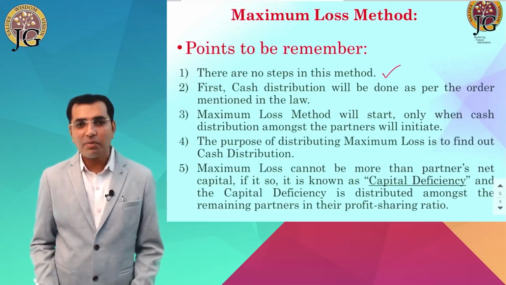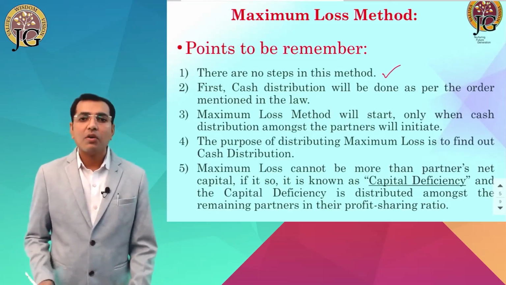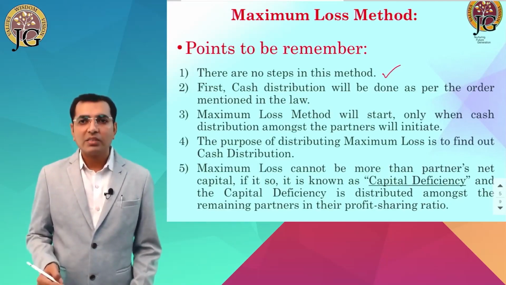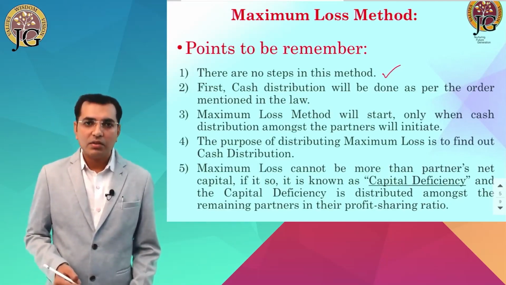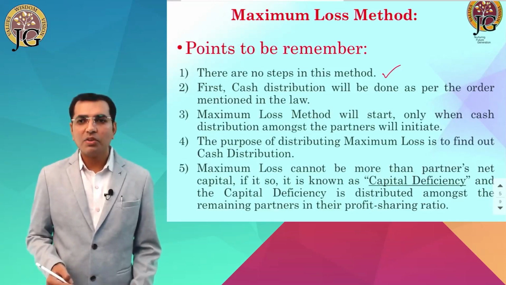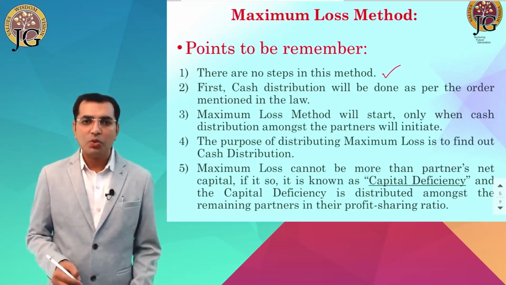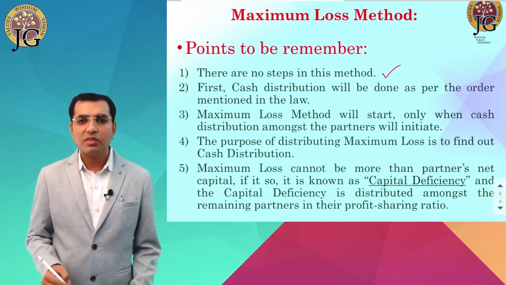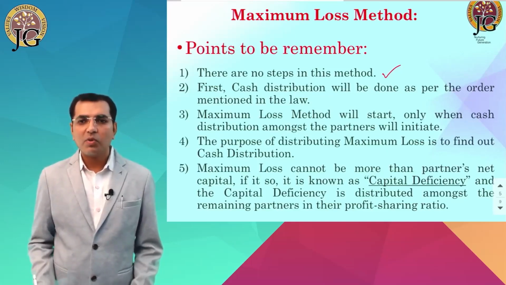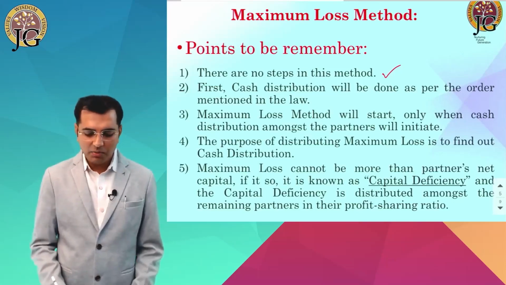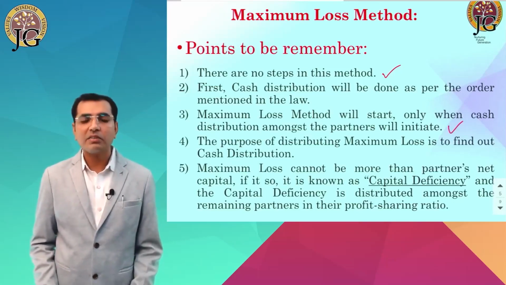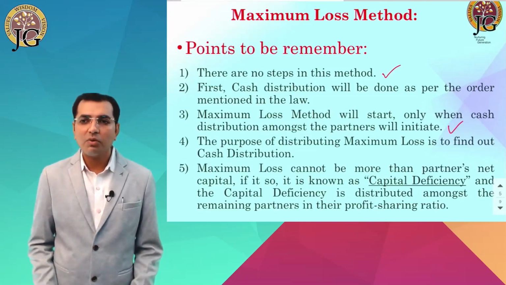Now the second point, you have to remember first, before doing a maximum loss method, cash distribution will be done as per the order mentioned in the law. पहले जो भी लॉ के हिसाब से कैश डिस्ट्रीब्यूशन जिनको भी करना है, दैट मींस आउटसाइड लायबिलिटी, डिसोल्यूशन एक्सपेंस एंड पार्टनर्स लोन अकाउंट, यू मस्ट हैव टू पे, देन एंड देन ओनली मैक्सिमम लॉस मेथड विल स्टार्ट. इसीलिए आपको पॉइंट नंबर 3 याद रखना पड़ेगा. पॉइंट नंबर 3 मेंशन दैट मैक्सिमम लॉस मेथड विल स्टार्ट ओनली व्हेन कैश डिस्ट्रीब्यूशन अमंग द पार्टनर्स विल इनिशिएट.